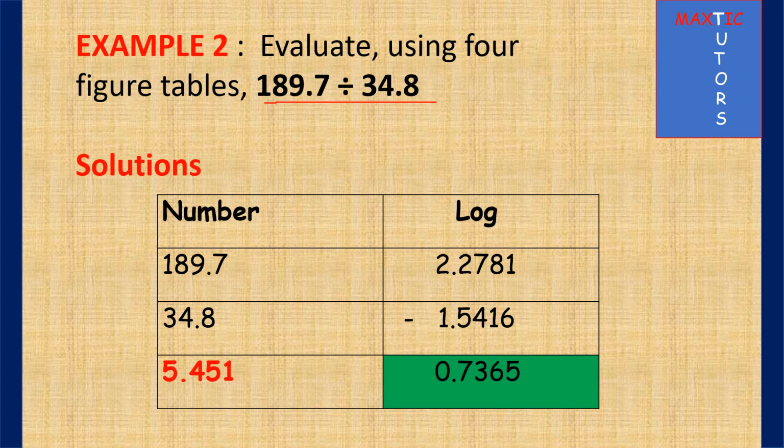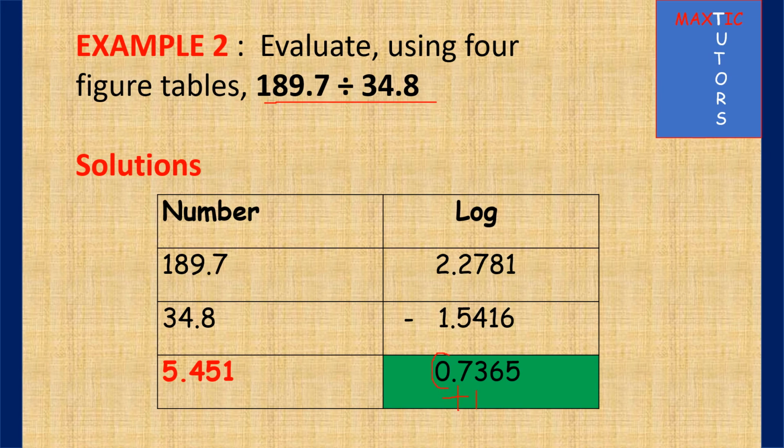34 under 8 will give you 5416. And you have to subtract because this is division. So you must subtract the logarithms. And when you subtract, you get 0.7365. So you are going to add 1 to this.